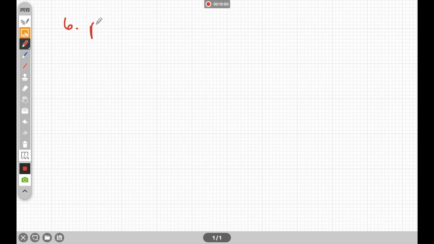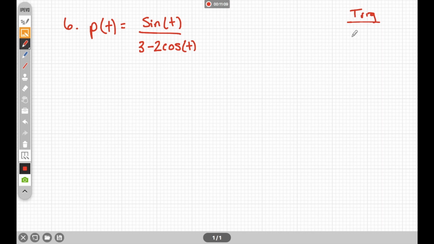Next one here, we're going to get into some trig rules. P of t is equal to sine of t over 3 minus 2 cosine t. So you should know all your trig rules for the exam. They're in your book and they're also in your lecture as well as in the packet. I'm not going to write them all out here, but you should know all the trig rules: sine, cosine, tangent, secant, cosecant, and cotangent. So you should know how to give the derivative of all those in terms of x, and then how to apply them in a problem like this.